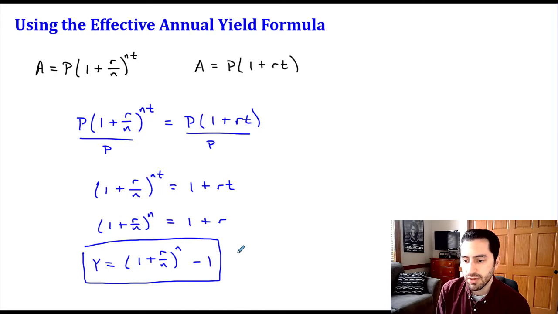A couple things to notice here. Since we got rid of t for time, we don't need to know the time for an investment. All we need to know is the rate and the number of times it's compounded, and we can turn that into an effective annual yield. So now that we have that established, let's use this in a couple examples.